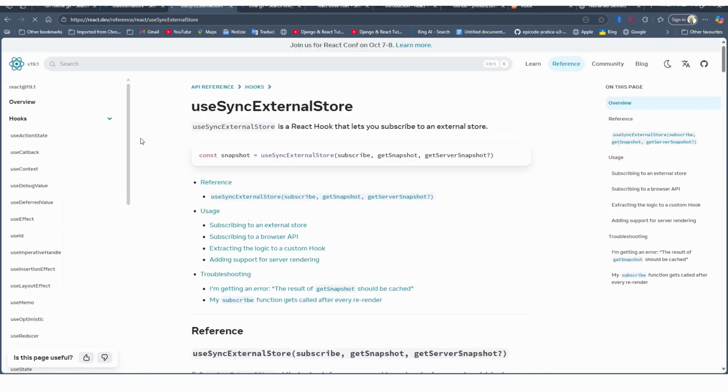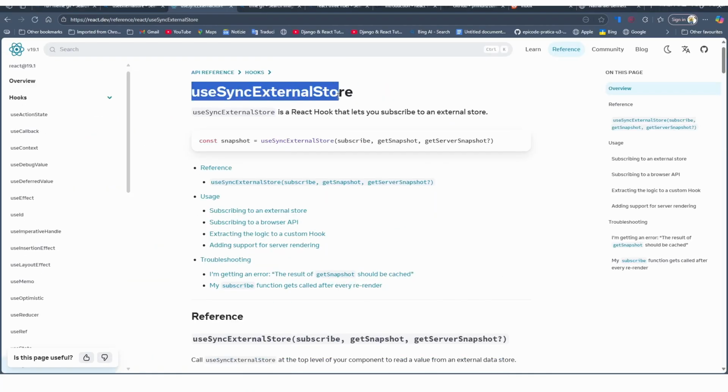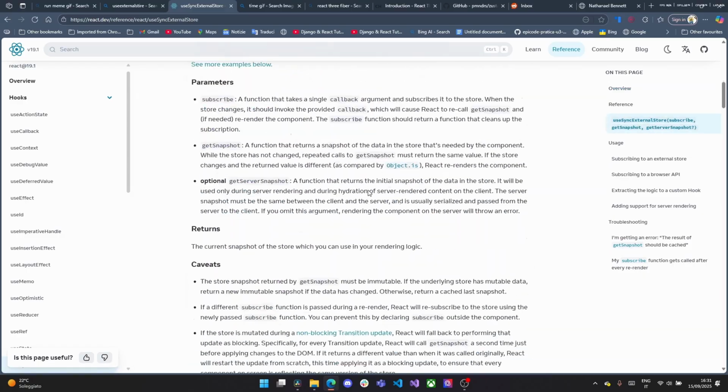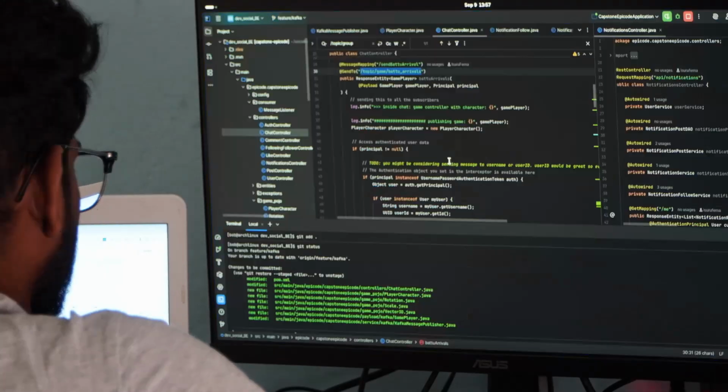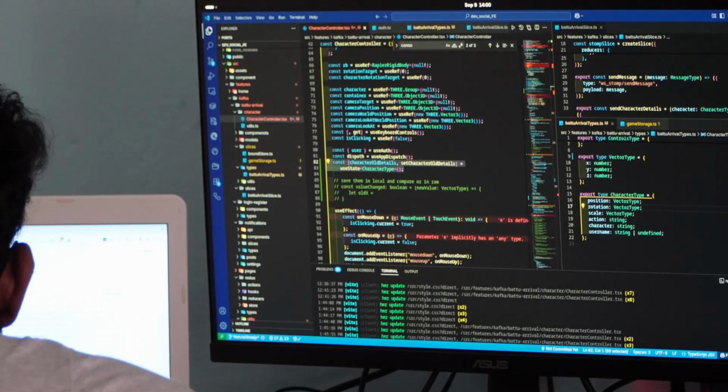So my plan now is to try useSyncExternalStore in my next iteration. Hopefully that will finally solve the problem, and of course I will let you know how it goes.